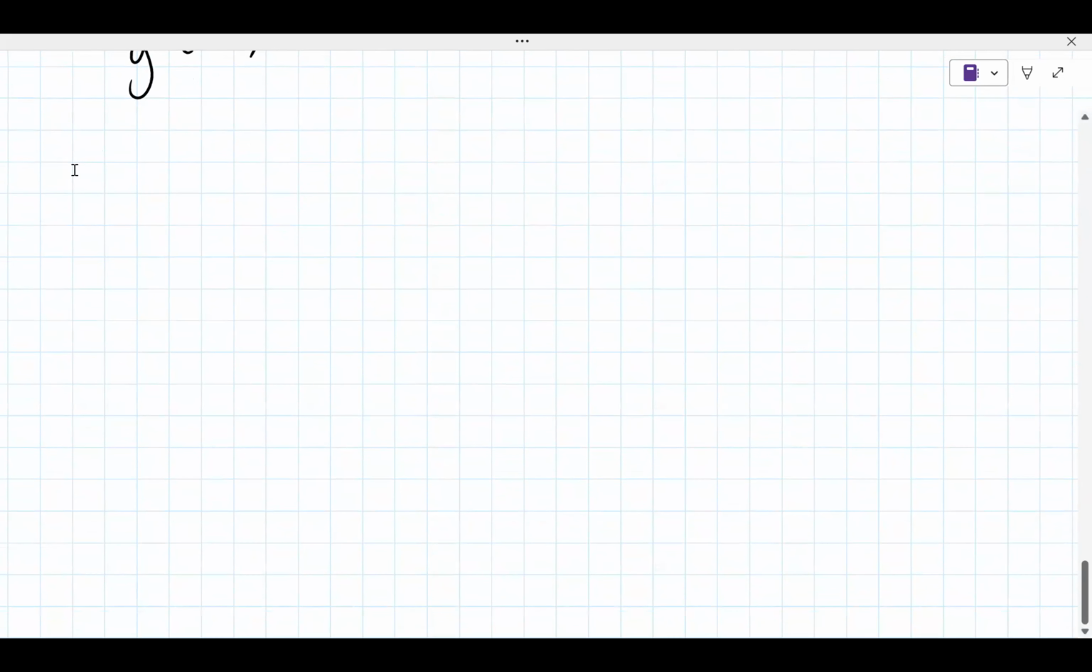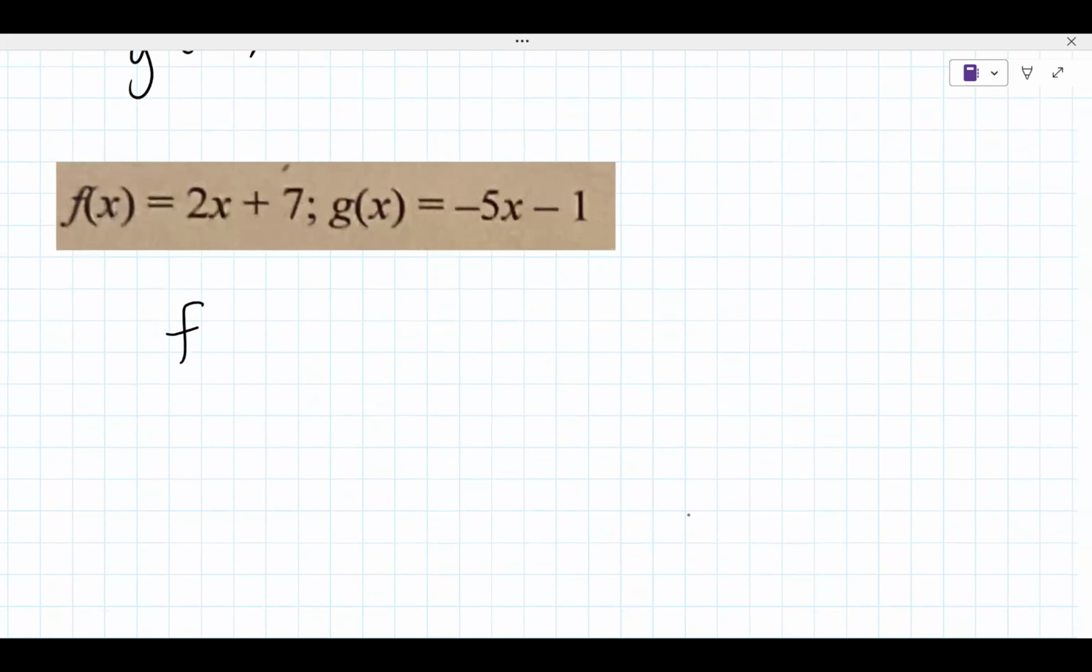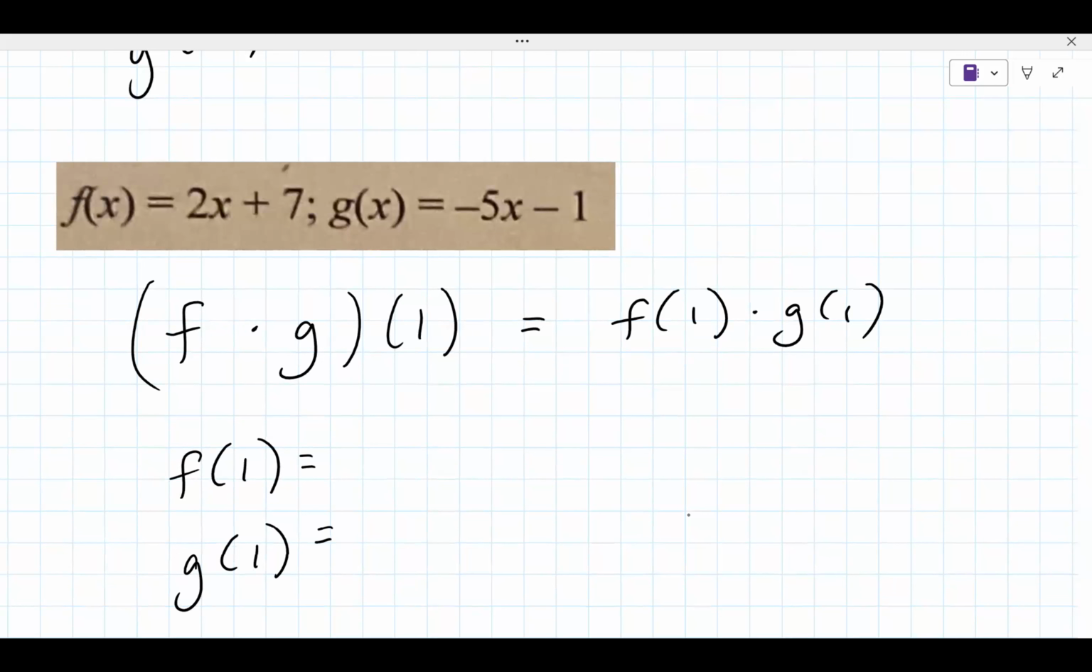Same functions. Let's find f dot g of 1. So this means f of 1 times g of 1. So you've got to find f of 1, then g of 1. All right, I'll write these out. I'm gonna step away for 30 seconds, but I'll be right back. Sounds good.